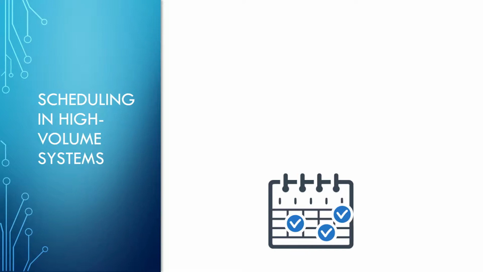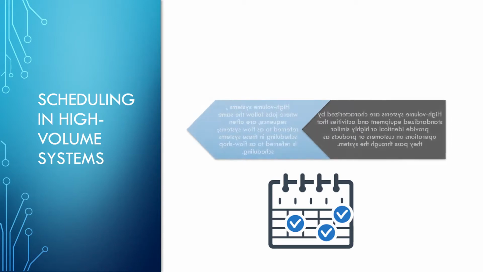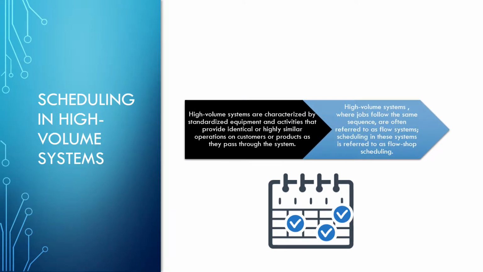Scheduling in high volume systems. High volume systems are characterized by standardized equipment and activities that provide identical or highly similar operations on customers or products as they pass through the system. High volume systems where jobs follow the same sequence are often referred to as a flow system. Scheduling in these systems is referred to as flow chart scheduling.